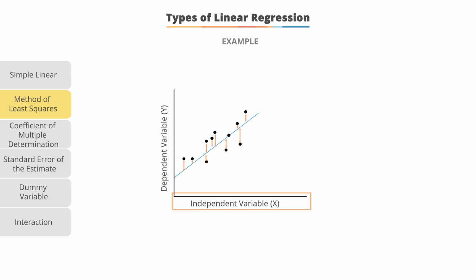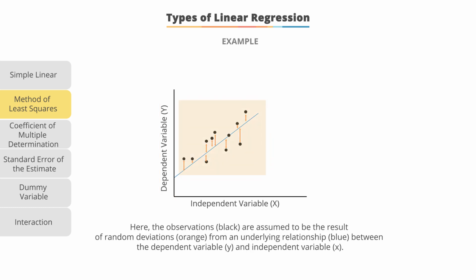We have the independent variable on the x-axis, x, and the dependent variable on the y-axis, y. So here, we have actual observations denoted as these black marks. And then we have random deviations. So we fit a line to best indicate the relationship between x and y. And those random deviations are that error term, the difference between the actual and expected values.